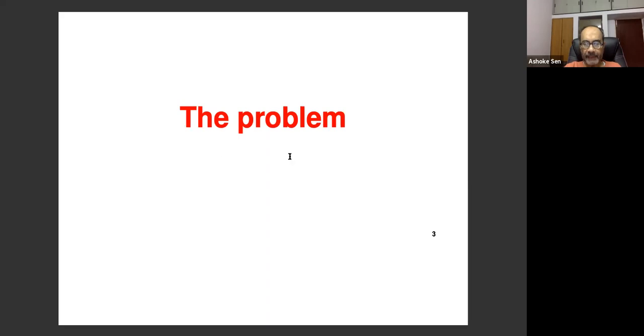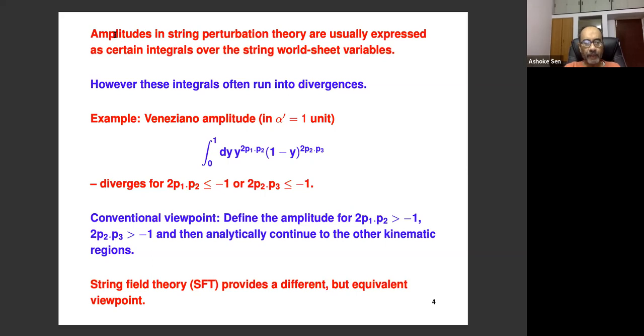So let me begin by describing the problem that we want to address. This problem has been around with us almost since the beginning of string theory, because you know that amplitudes in string perturbation theory are usually expressed as certain integrals over the string worldsheet variables. But these integrals often run into divergences. The simplest example of this kind is the Veneziano amplitude, which was the first amplitude that was written in string theory. This is the amplitude for 4 open string tachyons. And the amplitude expressed as an integral over the worldsheet variables has a form like this.